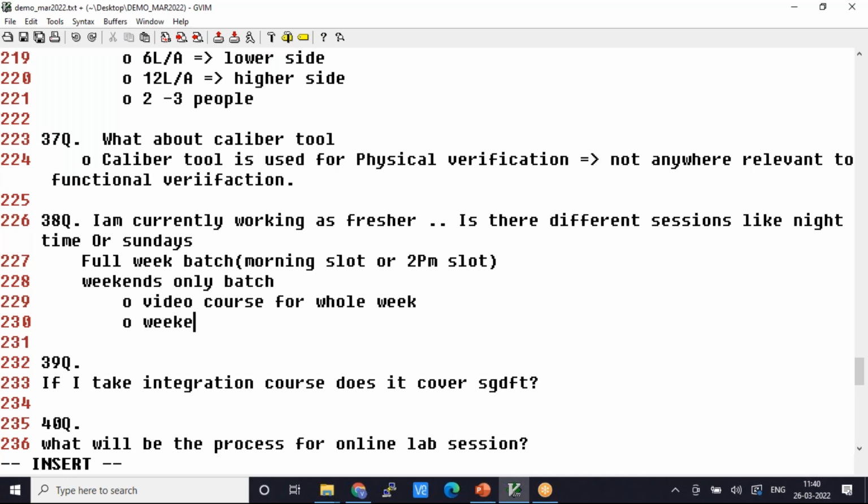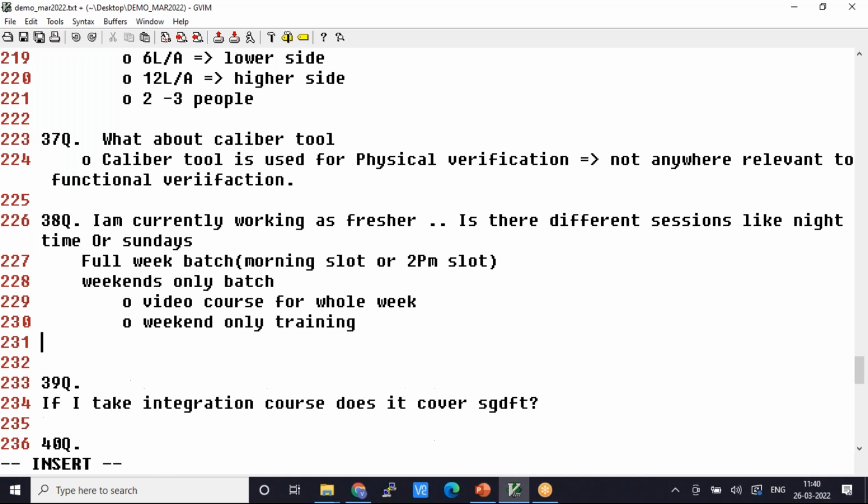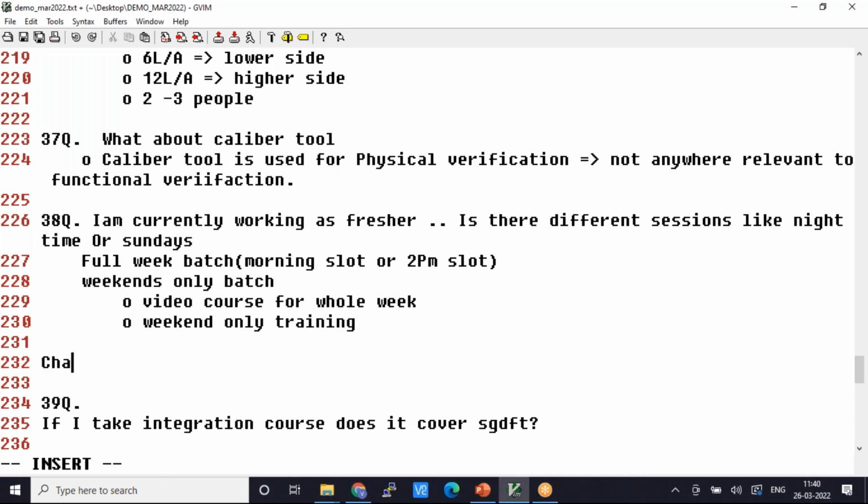Then weekends only training is quite possible. I mean, this training is also very effective. I'll give you one recent example where it worked. You might be aware of one university called Charusat University. This is in Gujarat actually. So it started with one person actually.